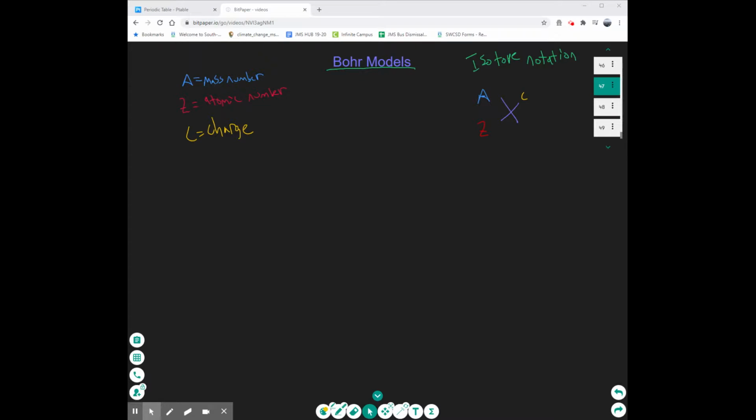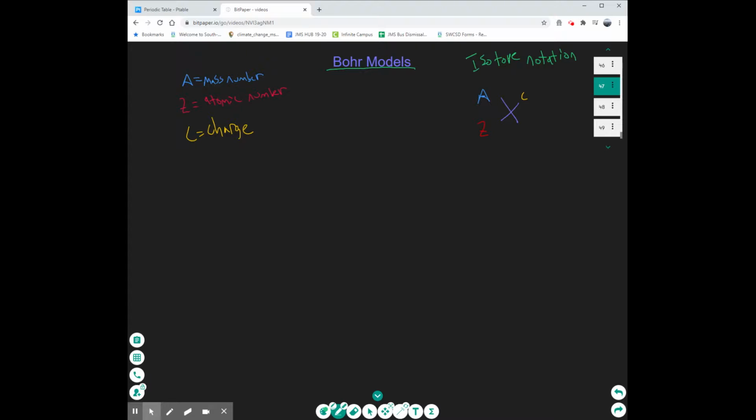Okay, so let's talk about Bohr models. Bohr models are named after an old white guy, a scientist, a chemist, Niels Bohr. And Niels Bohr kind of presented this idea that hey, maybe we can show how atoms are organized based on these simple systems. And he was wrong, but that's okay.